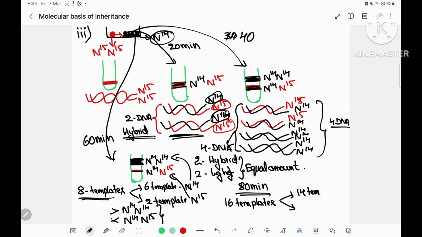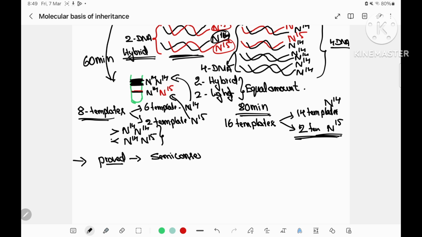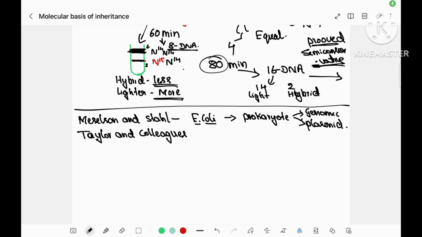And after 80 minutes, that is the question asked in the NCERT text, after 80 minutes there is formation of 16 DNA molecules, because in the previous there are 16 templates. Now among them 14 templates are having N14, 2 templates are having N15. So lighter DNA will be 14 molecules and the intermediate, that is hybrid DNA, are 2. So from this it is experimentally proven that DNA replication is semi-conservative.